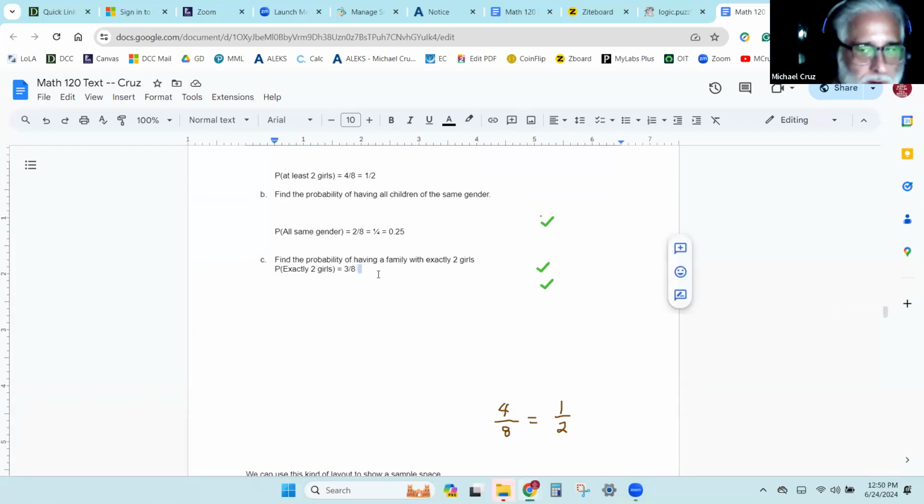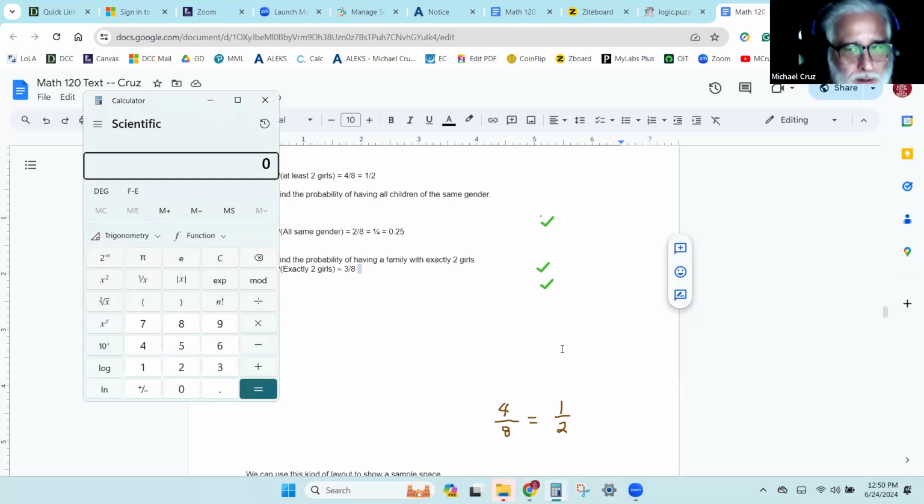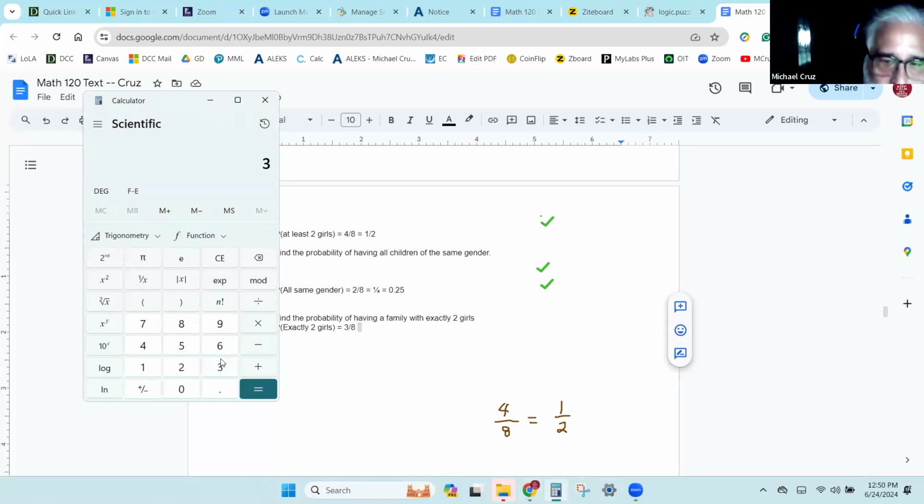So 3/8. And again, for your fraction, if they ask you for the decimal, you would just divide, and that's what you'd put in. Watch out what they ask you to round to, because sometimes it says 2, sometimes it says 3.